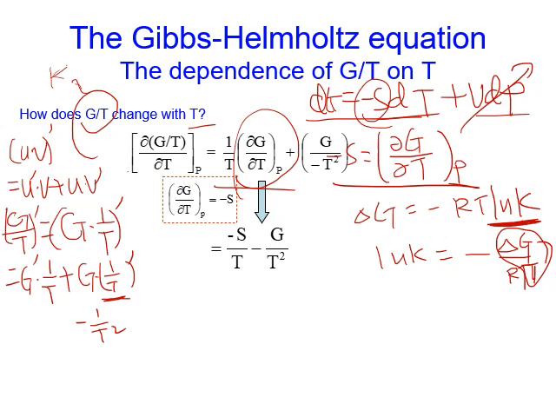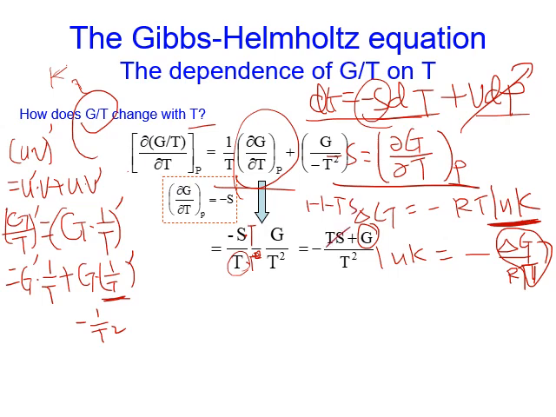Now to combine these two, we multiply by T so that they all have T squared. So times T here, and also times T there. We have this equation: negative TS plus G over T squared. Remember, G is H minus TS.